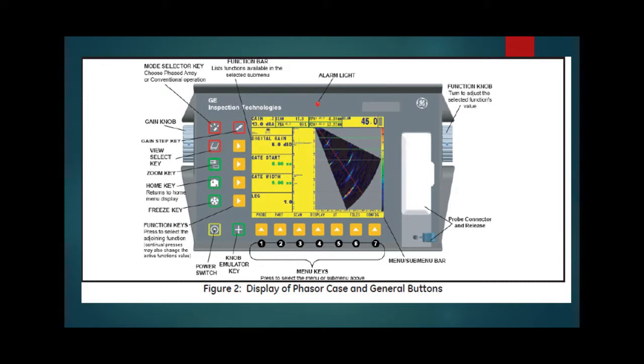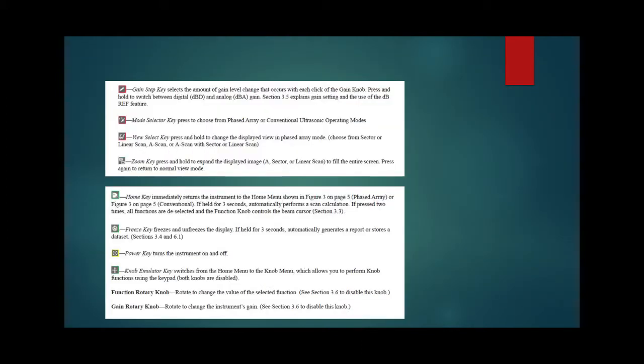Here you can see the basic user-friendly interface of Phaser XS with detailed components. To the very right is the function knob and the pulse connection. To the left is the screen and the buttons to operate the interface. These are all the operations associated with each button.